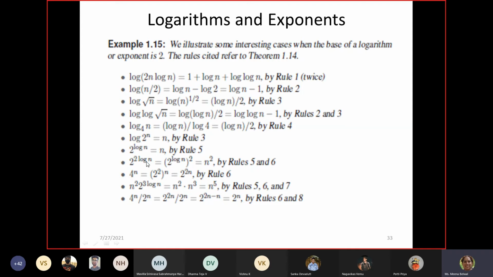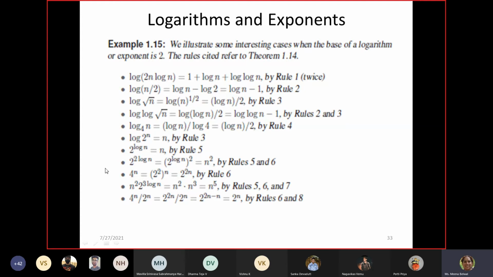2 to the power of 2 log n is equal to, already it is solved, 2 to the power of log n, you can say this is squared. 2 to the power of log n, you can actually multiply this as square, right? And you already know that 2 to the power log n is n. You have just solved it. So this is actually n square, by rule 5 and 6.